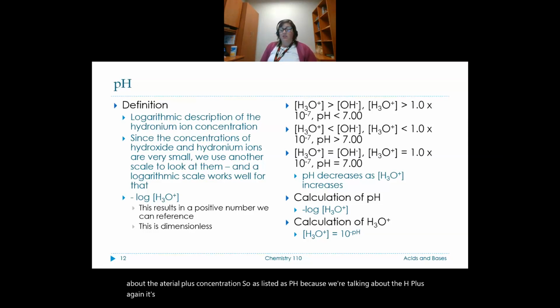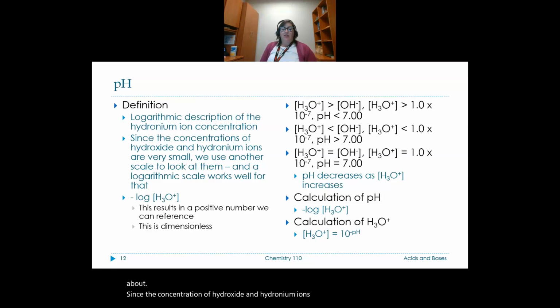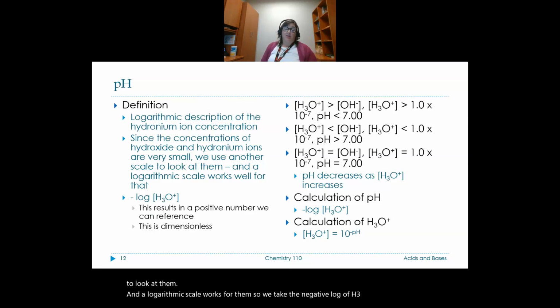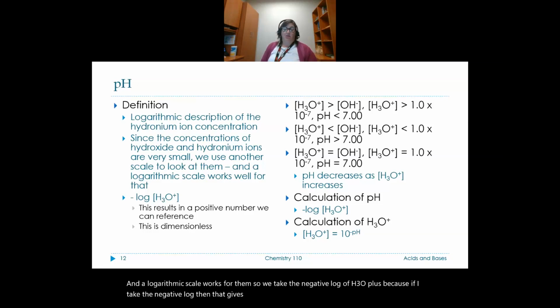So it's a logarithmic description, which is a lot easier for us to work with because there are not so many orders of magnitude that we have to talk about. Since the concentrations of hydroxide and hydronium ions are very small, we use another scale to look at them, and a logarithmic scale works for that. So we take the negative log of H3O plus, because then that gives me a positive value that I can look at, and that's easy for us to do. It's also dimensionless. This has absolutely no dimension on it because of the math that we've done to it.